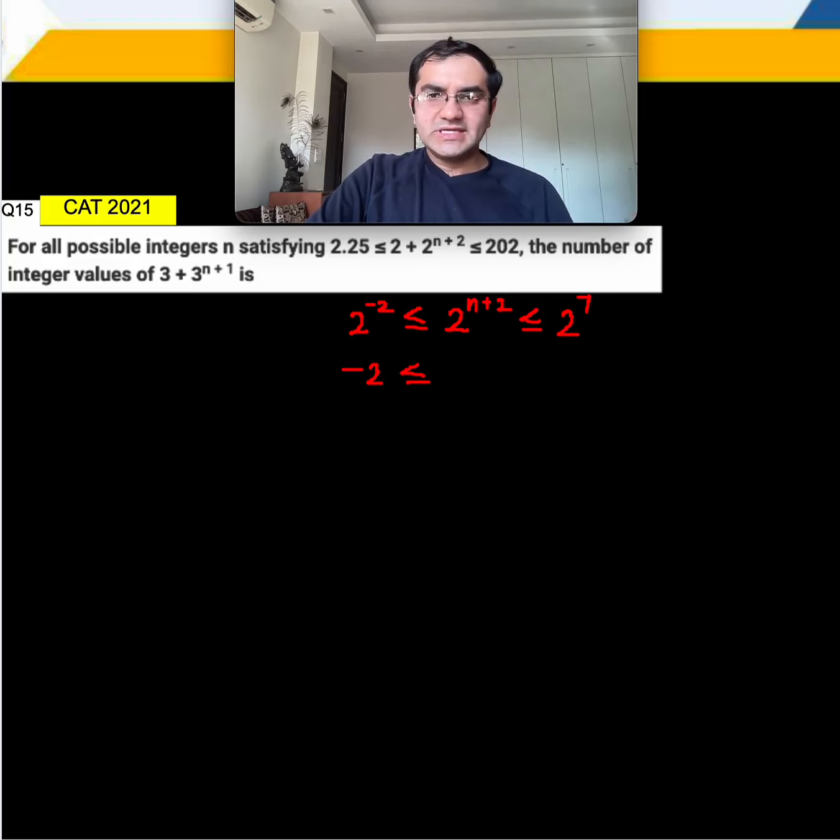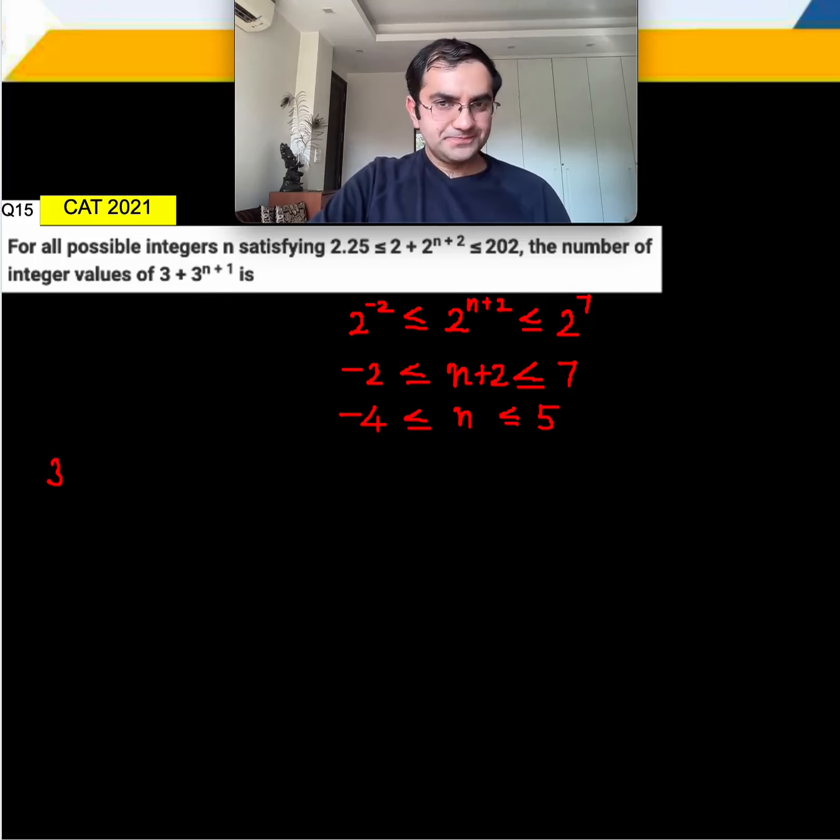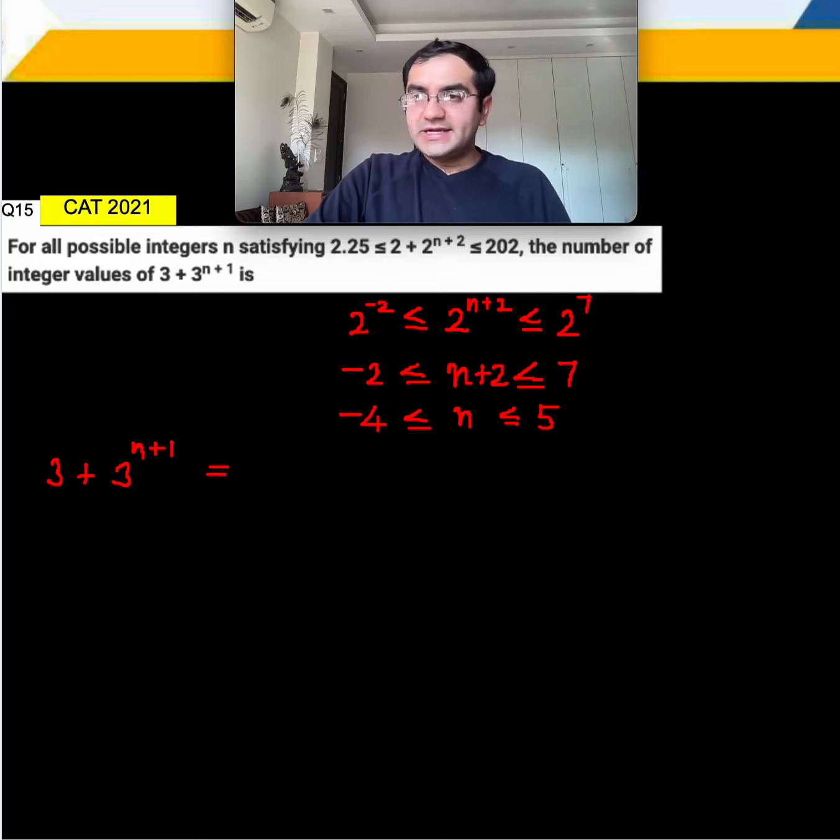Minus 2 is less than equal to n plus 2 is less than equal to 7. So you get, and subtract 2 on both sides. Minus 4 is less than equal to n is less than equal to 5. ठीक है? So 3 plus 3 power n plus 1 में let us now substitute all of the values for n plus 1. n plus 1 का क्या जाएगा? Minus 4 plus 1 minus 3 से लेके 5 plus 1 6 तक जाएगा.